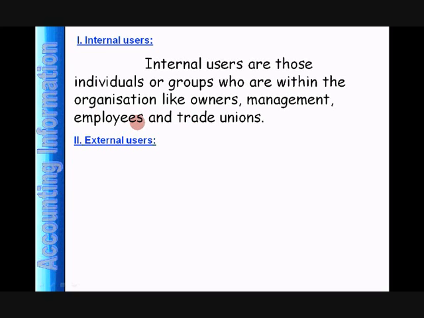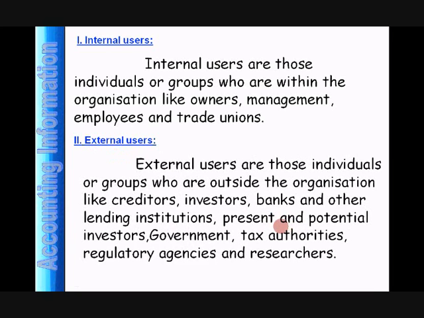The employee needs to know what pending collection needs to happen, or his vacation position, all these benefits he is eligible for. All these things have to be provided internally. So that is what they are called, the internal users. So let's see what the external users are.